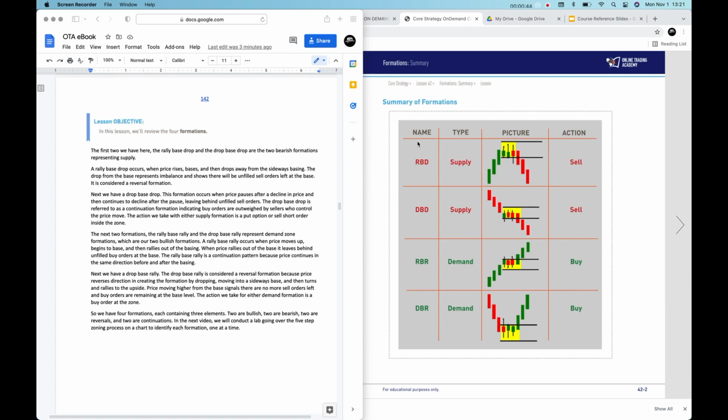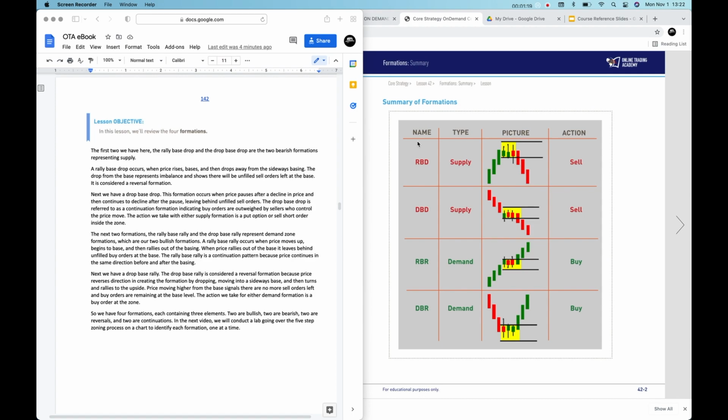If you look at these formations, each of them has three parts. The first part is the leg in candle, the second part is the base, and then the third part is a series of leg out candles. So you have a series of leg in candles, a base, and then a series of leg out candles. The leg out candles are what determines what type of formation it's going to be, and the leg out candle also determines the type of unfilled orders that are going to be left at the base level.